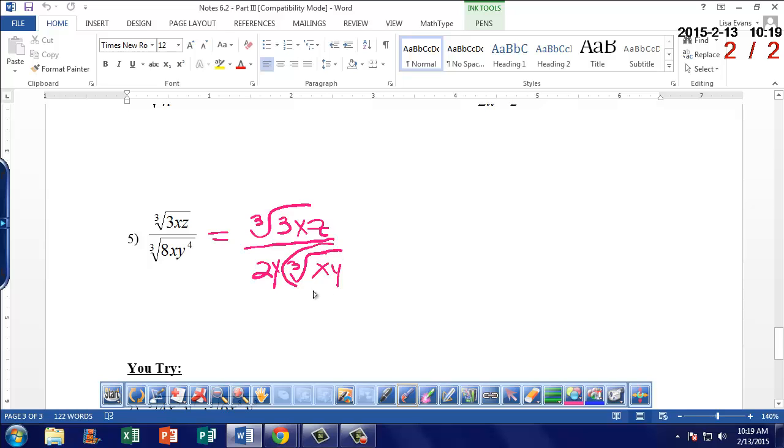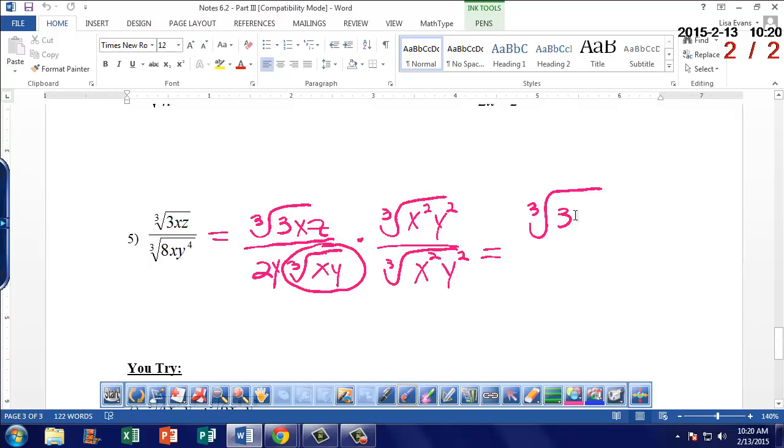Okay, so I need to get rid of this. So I look at it as I have 1x and 1y. How many more do I need? Well, I need 2 more x's and 2 more y's. So this is what I'm going to multiply by. When I do that, on the top, I get cubed root of 3x cubed y squared z. And on bottom, I get 2y, the cubed root of x cubed y cubed.